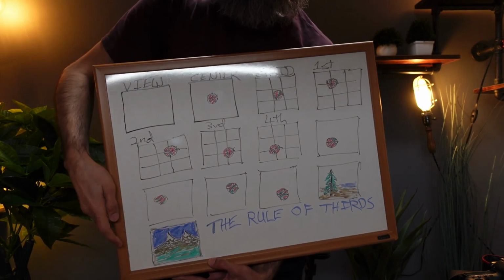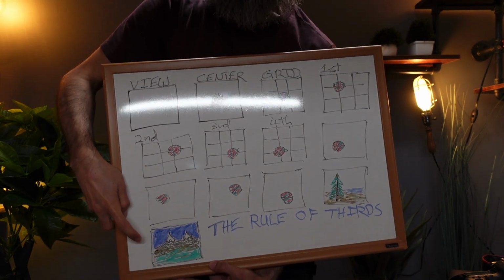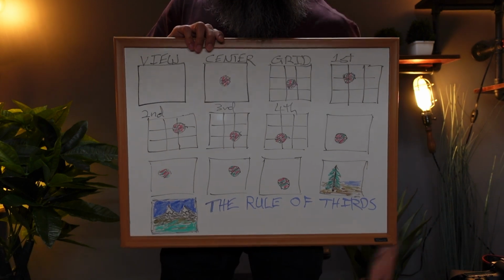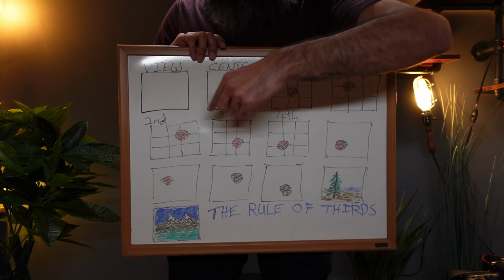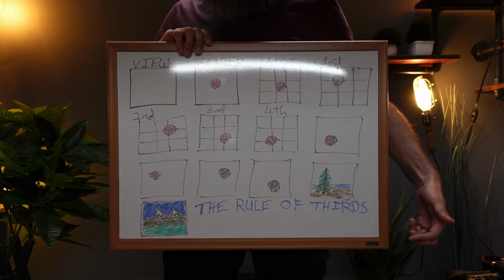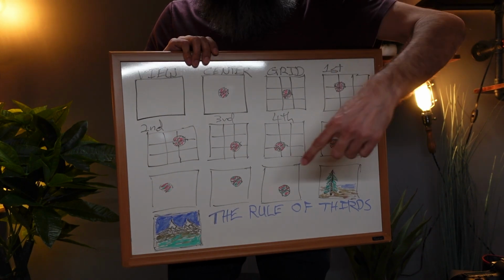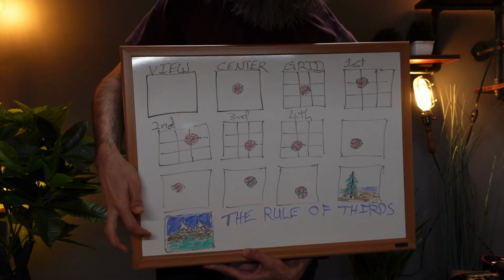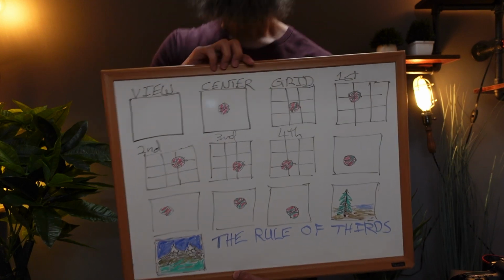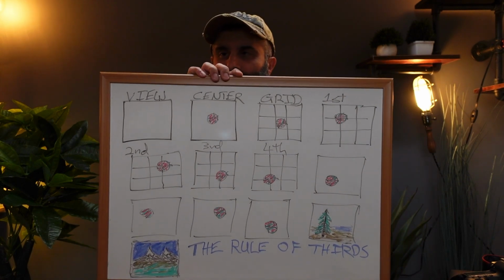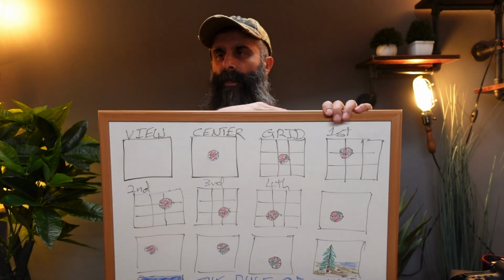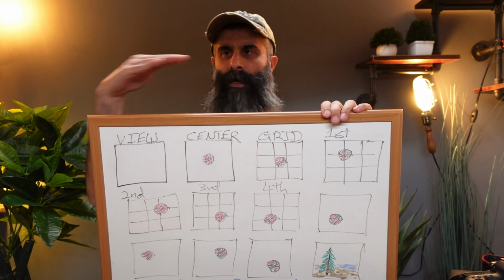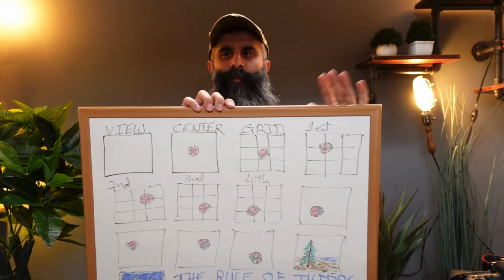Here's a picture. This is supposed to be a mountain and blue sky. So here, the mountain peaks are at the top of where these cross points are, like where this ball is or this ball. And the foreground, where the green grass is, is where the bottom line is. So it can be where the two cross points are, or it can be when you're taking landscapes where one of the top lines or the bottom lines are. So this is basically the rule of thirds.